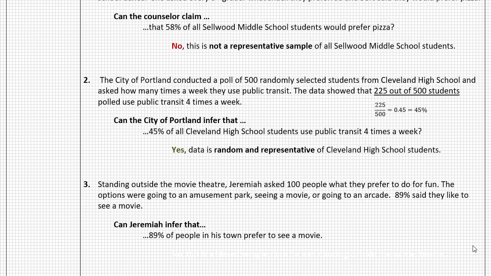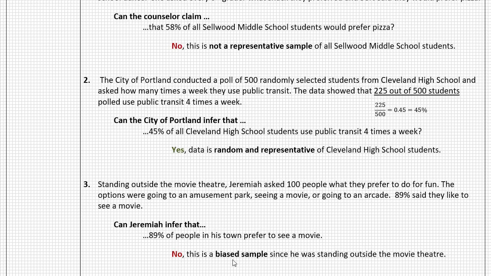So think back to our checklist, maybe look back up at the top. What are the 3 things we have to check for to evaluate if this is a valid claim and decide whether or not it is? If you said no, that Jeremiah cannot infer that 89% of people in his town prefer to see a movie, I would agree with you.